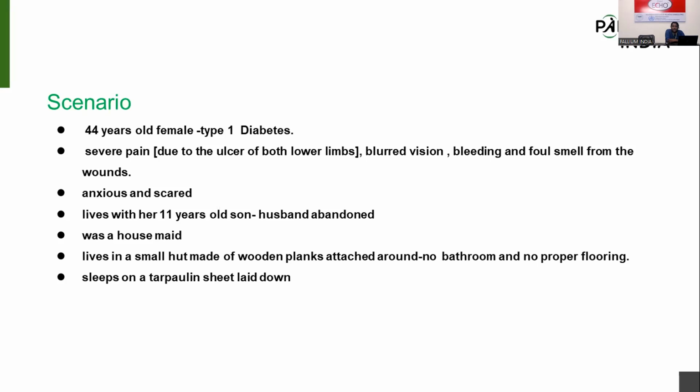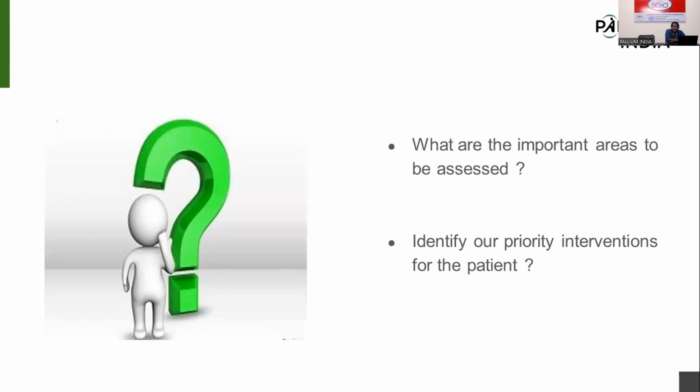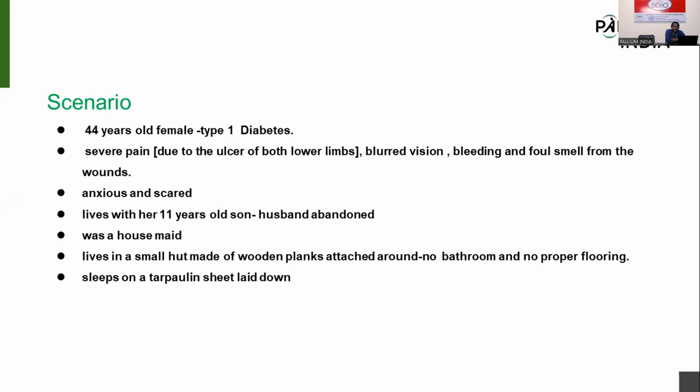We can leave the physical management, which is provided by the medical team, and move into the psychosocial aspects as a neighbor of this family. How or what kind of support can you provide for them? What are the important areas you will focus on, and how will you identify your priority interventions? Just think of the scenario. Imagine you are visiting such a family. So as a volunteer, what kind of support will you provide for this family? This is open for your discussion.